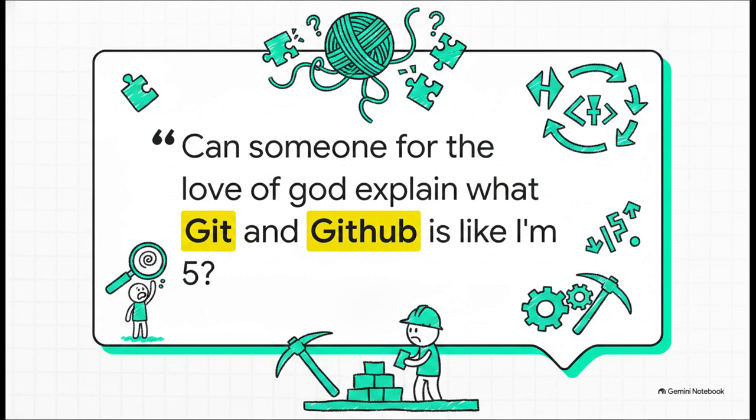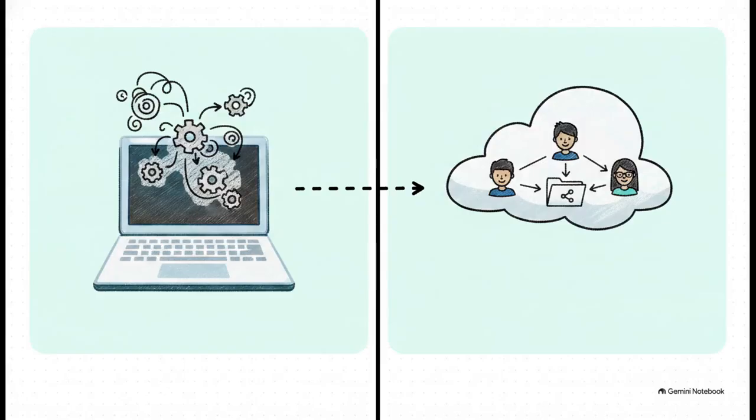People constantly mix up the terminology, and the platform itself is just loaded with overwhelming jargon, things like pull requests, forks, and commits. So we're going to strip all of that away right now and build your understanding entirely from the ground up. So the crucial first step here is drawing a hard, definitive line between these two fundamentally different things. Git is the underlying engine.